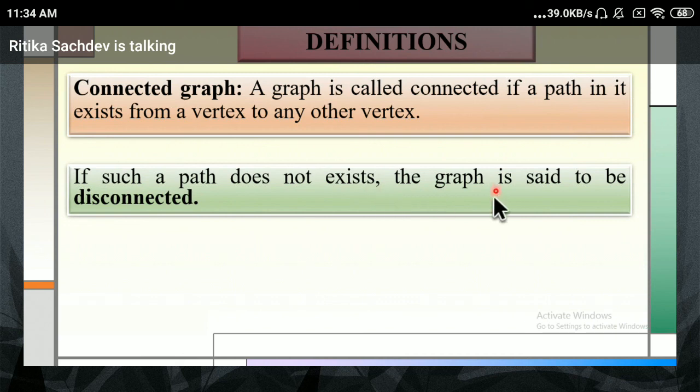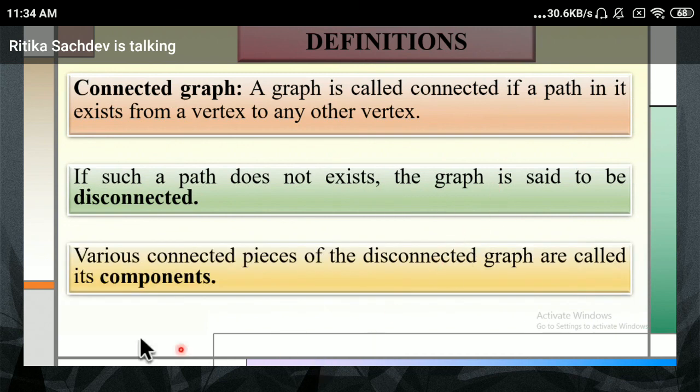If such a path does not exist, the graph is said to be disconnected. If I have a disconnected graph, I will have various connected pieces of it. Those pieces are called components. In that disconnected graph, its subgraphs will be connected. Maybe I will have two pieces, three pieces, four pieces. All those pieces will be called components. Take the screenshot for this.